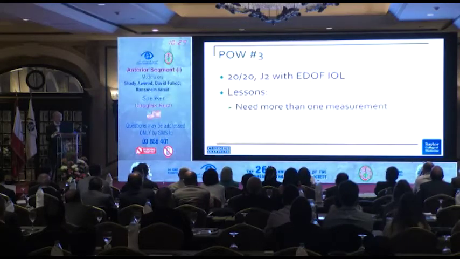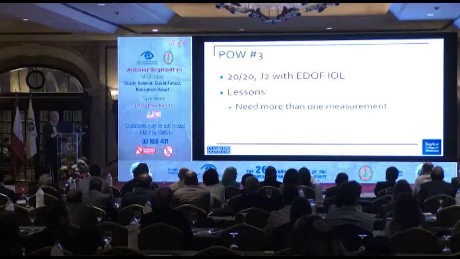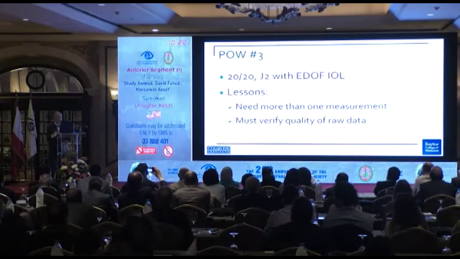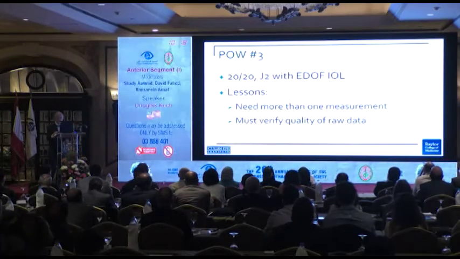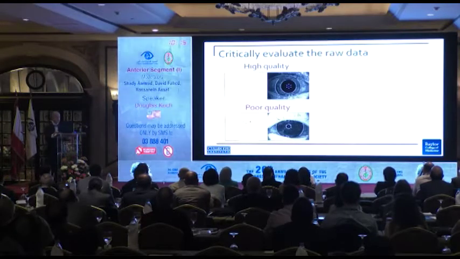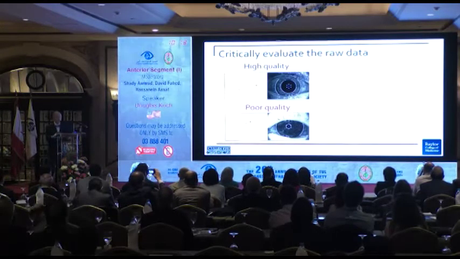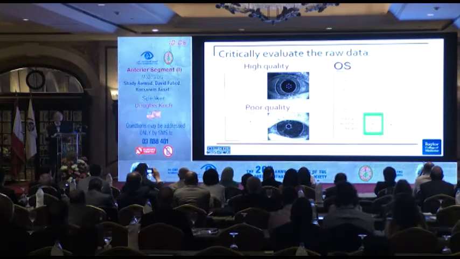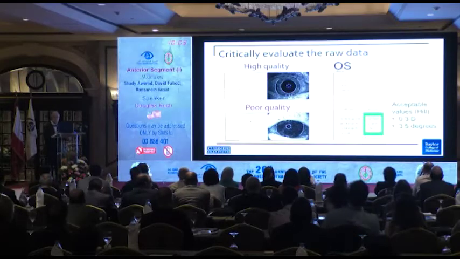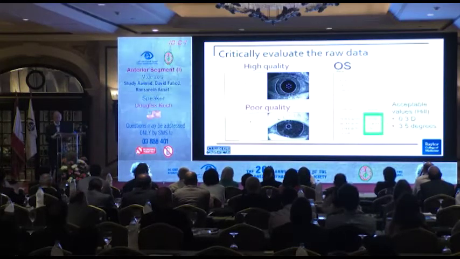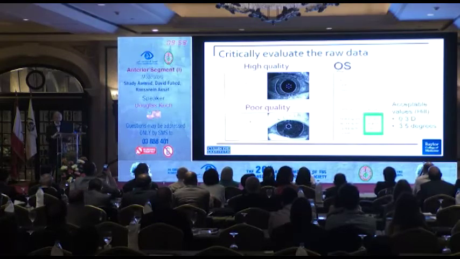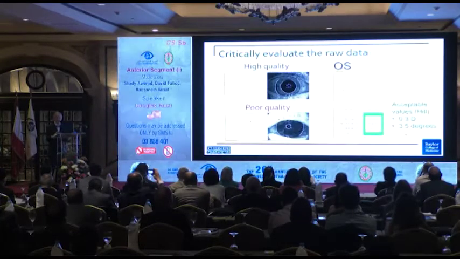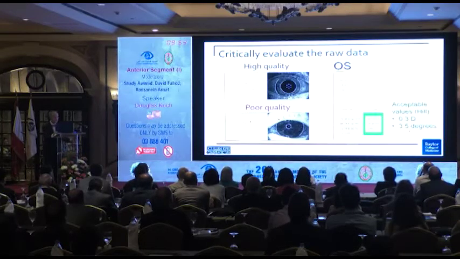So the lesson is we do need to take more than one measurement on our patients to validate what we are using for our calculations. And you need to look at the raw data to verify that the numbers you're putting into your formulas are accurate. And you can evaluate it on a qualitative basis by looking at the reflections of the mirrors. These look great. This looks terrible. Or you can use numerical ones. I think Warren Hill was here last year, and he shared with us his acceptable values for the LensStar with a standard deviation for the K readings of 0.3 diopters, and for angle, 3.5 degrees.